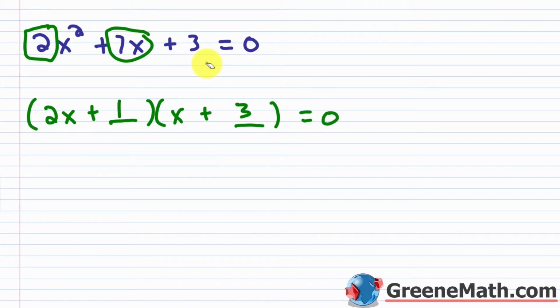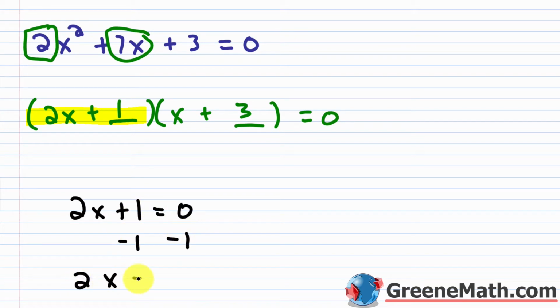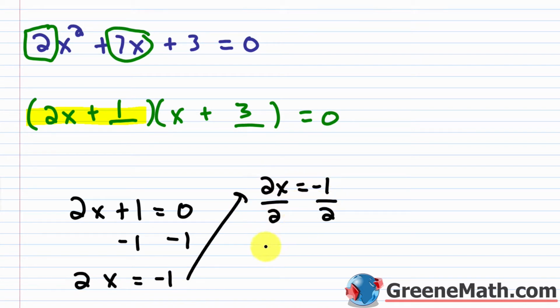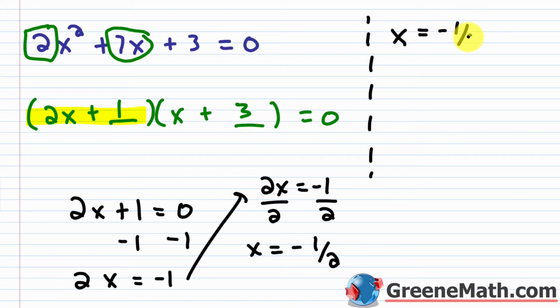And again, we're just going to use our zero product property. So this guy right here, we're going to set this equal to 0. Let's start with that. So 2x plus 1 is equal to 0. Let's subtract 1 away from each side of the equation. We will get that 2x is equal to -1. We will take this 2x equals -1 and divide both sides by 2. We'll get that x is equal to -1/2. So let's say x equals -1/2.